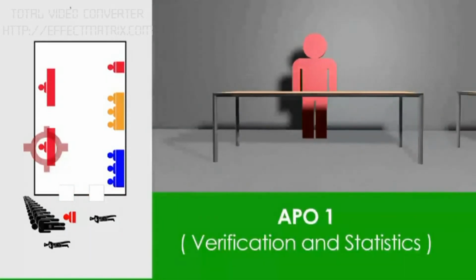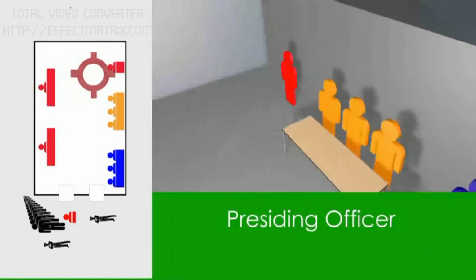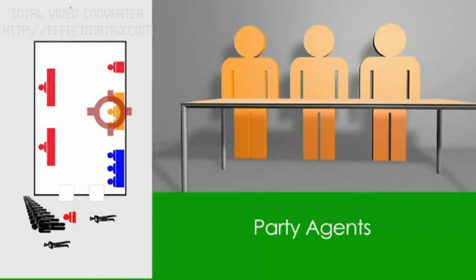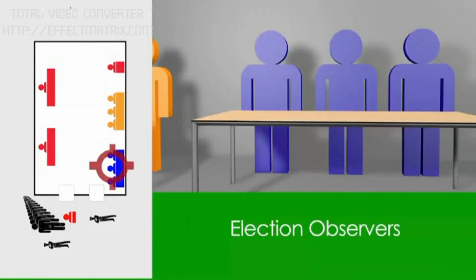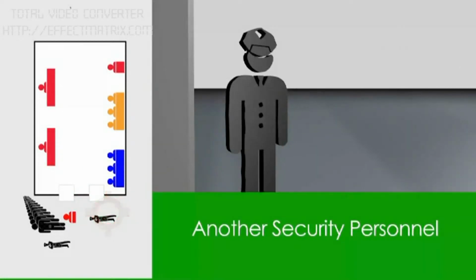This is the APO1, verification and statistics. This is APO2 for register check and inking. This is the presiding officer. Here are the party agents representing various political parties. These are the observers. This is the exit from the polling area. And this is another security personnel providing security at the exit.